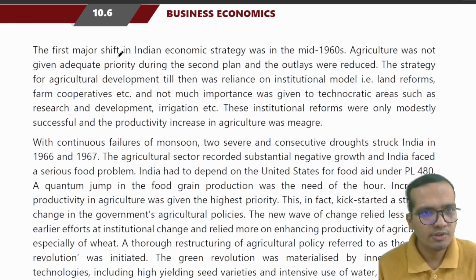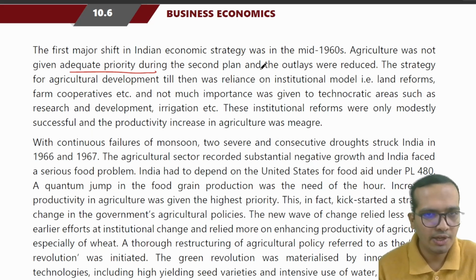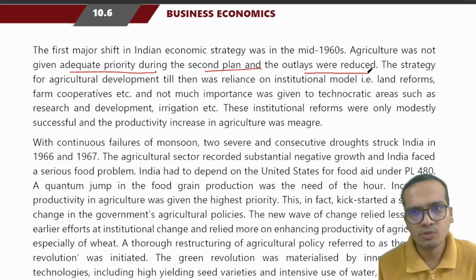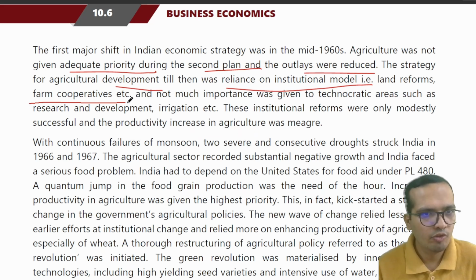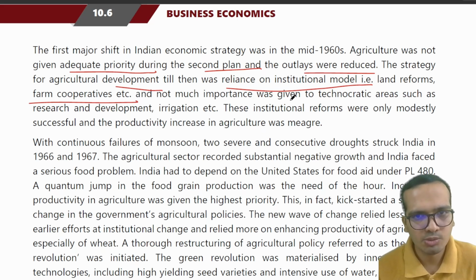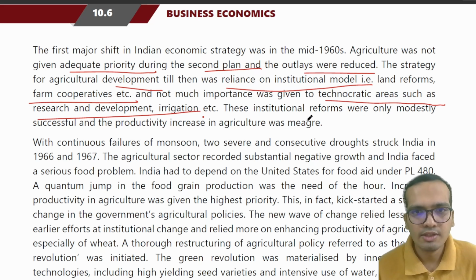The major shift in the Indian economic strategy was in the mid 1960s. Agriculture was not given adequate priority in the second plan and the outlays were reduced. The strategy for agriculture development till then was a reliance on institutional models, that is land reforms, farm cooperatives, etc. And not much importance was given to technocratic areas such as research and development, irrigation, etc. These institutional reforms were only modestly successful and the productivity increase in agriculture was meagre.